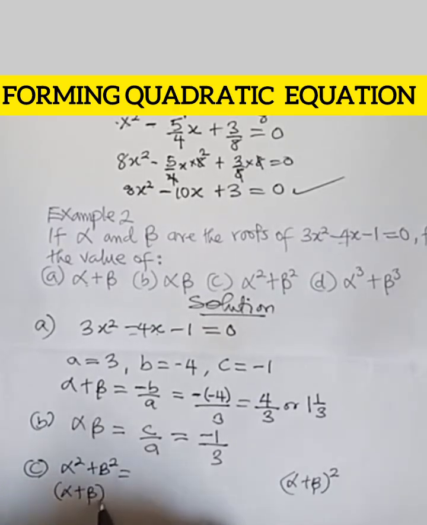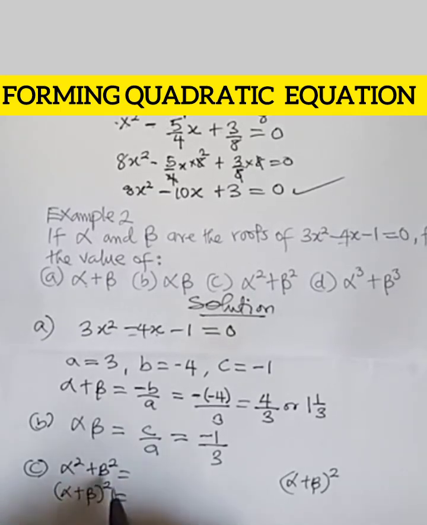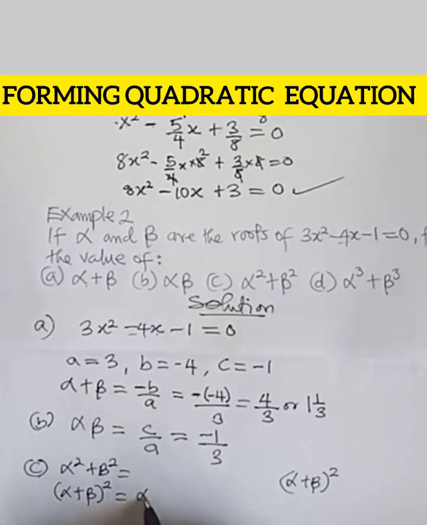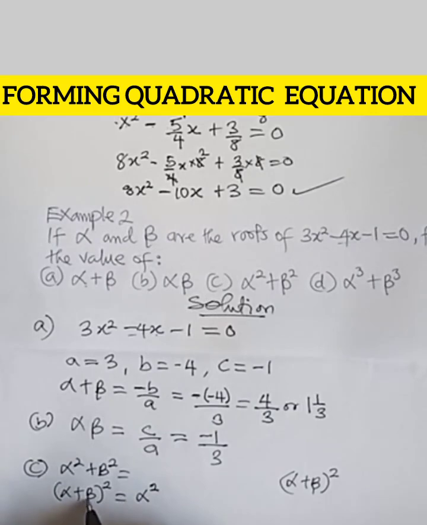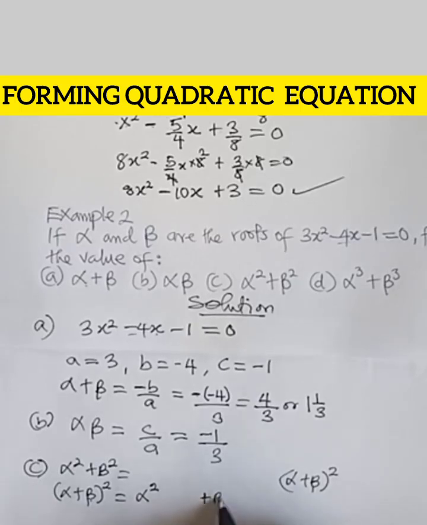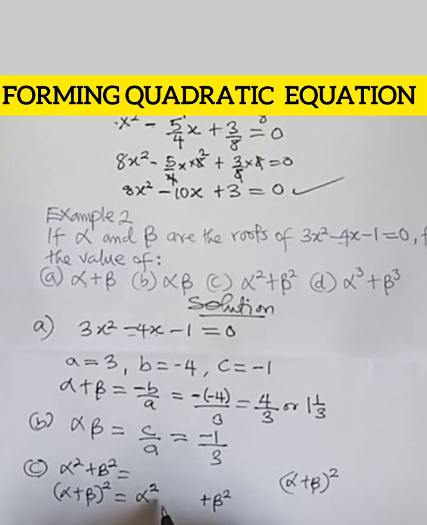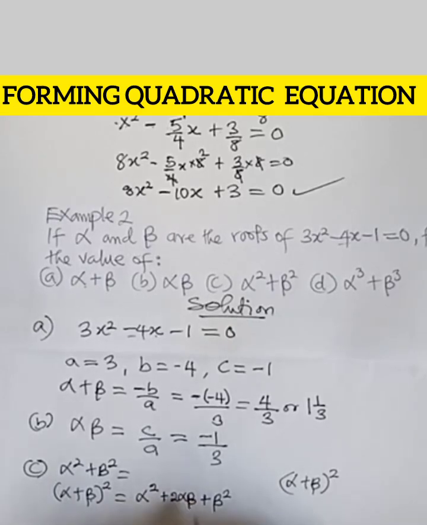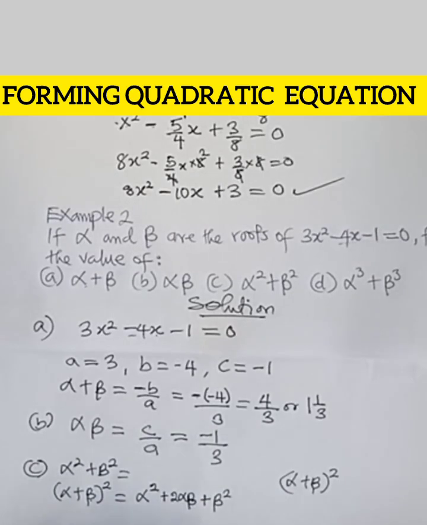To generate the formula, we use alpha plus beta all square. Then we expand this. Now let me give you a method of expanding this. Pick the first term here, alpha, raise it to power 2. Then pick the last term here, beta, raise it to power 2, so you give a space plus beta square. Then to get the middle term, you use the exponent to multiply both terms inside the bracket: 2 times alpha times beta gives plus 2 alpha beta. So this is the expansion of this.